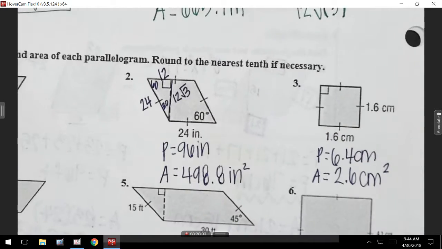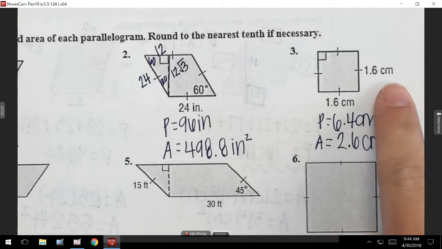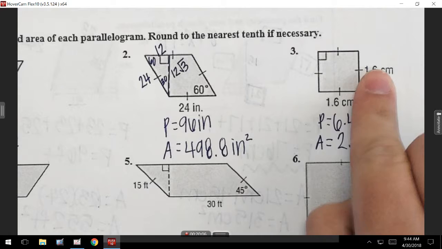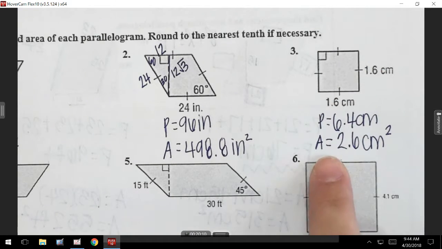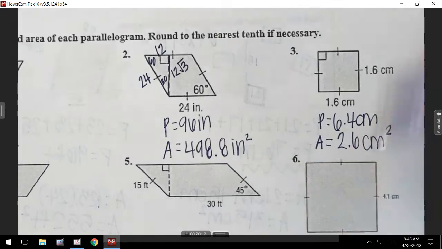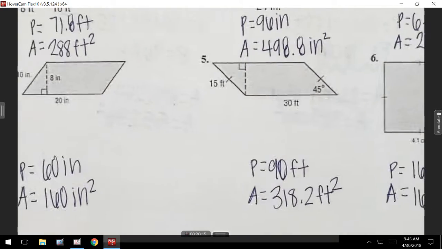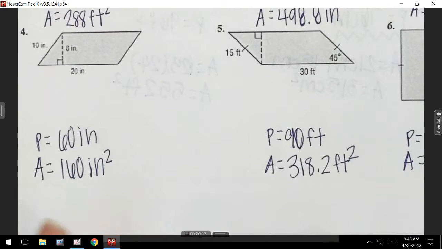Okay, for 3, this is the easy case, right? They're all the same. 1.6 times 4 gives you the perimeter. 1.6 times 1.6 gives you the area. Good?